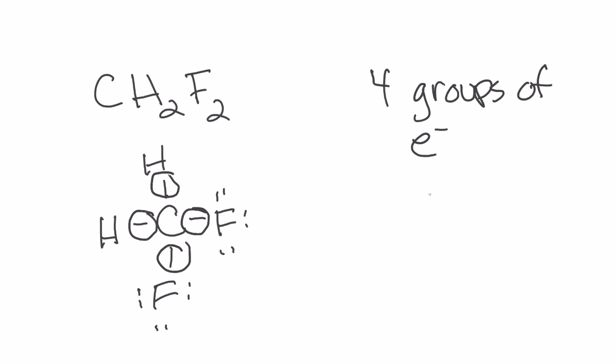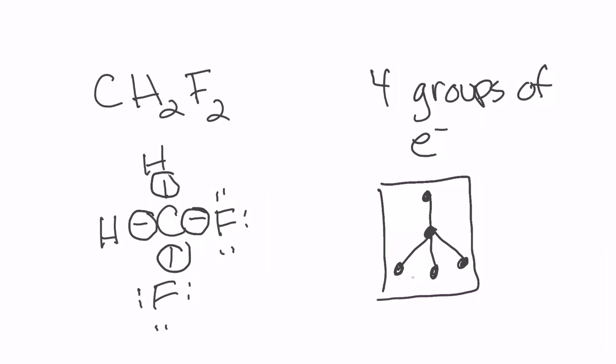Four groups of electrons gives this generic shape, and these are 109-degree angles. Now I have to fill in how many atoms I have. I have a carbon atom in the middle. I have a hydrogen atom, another hydrogen atom, a fluorine atom, and a fluorine atom. So this is my shape for this molecule, and this shape is called a tetrahedron. Four groups of electrons, and all of the spots are filled with atoms, so that's a tetrahedron.